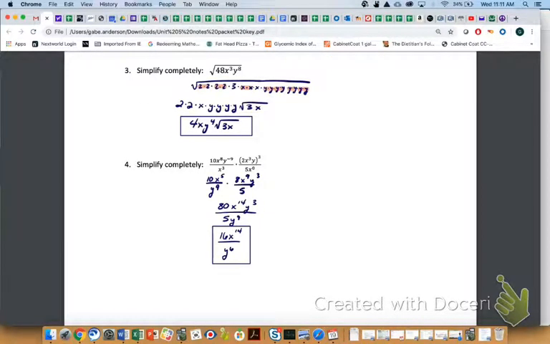So number 3, I just put my answers in a box. So I think number 3 is 4x y to the 4th root 3x. Yeah, that looks good. I think number 3 is good up there.